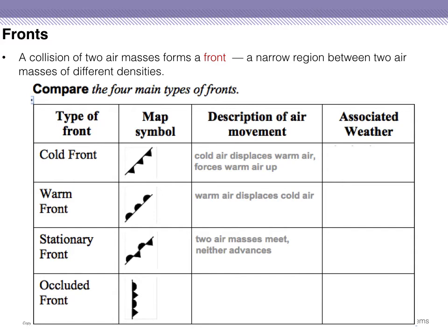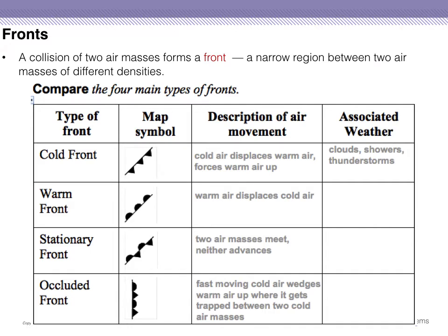Stationary means staying still. And then last but not least, an occluded front is when you get fast cold air wedging warm air up where it gets trapped between the two cold air masses. And that is the worst one when it comes to weather. Cold fronts usually will give you clouds, showers, thunderstorms. Warm fronts, very cloudy, precipitation. Stationary, somewhat cloudy, light precipitation. And occluded is definitely precipitation. That's when you get some of your worst storms.